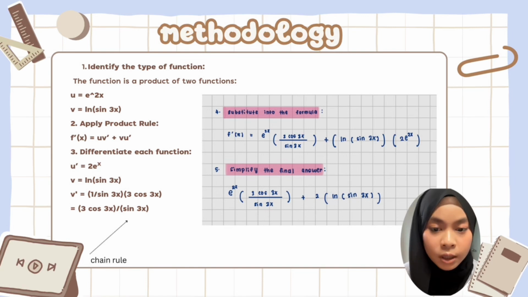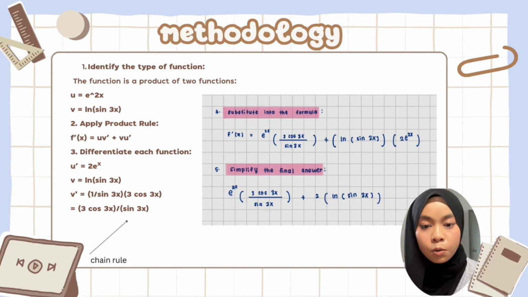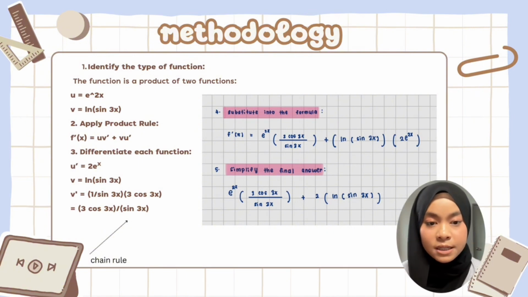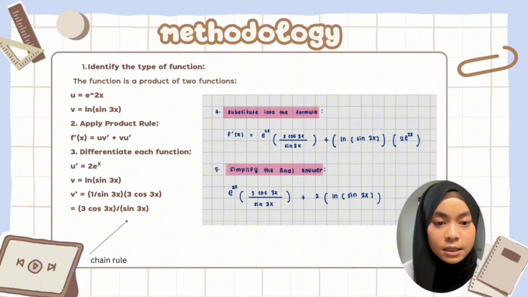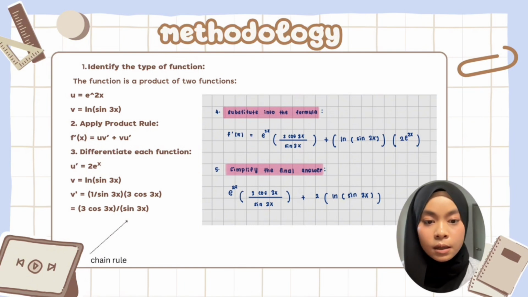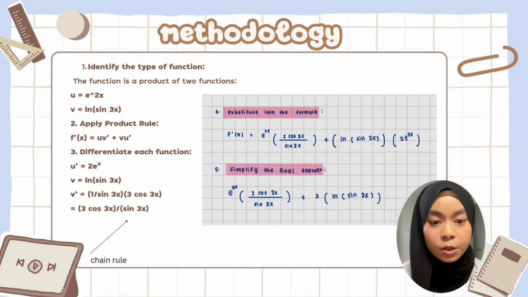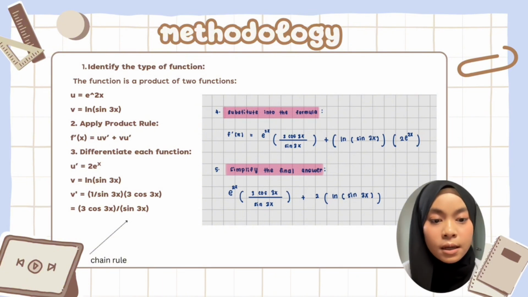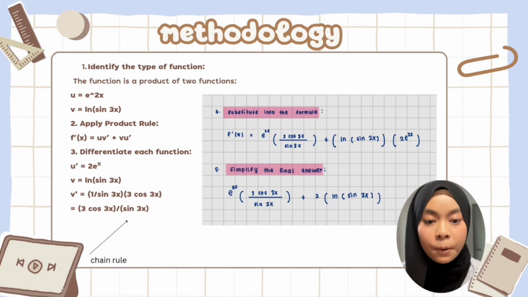The product rule formula is f'(x) = uv' + vu'. Thirdly, we need to differentiate each function. The first function is defined as u = e^(2x). To differentiate this function, the exponential differentiation rule is applied together with the chain rule. Since the exponent is 2x, the derivative is 2. Therefore, the derivative of e^(2x) is obtained by multiplying e^(2x) by 2. Hence, u' = 2e^(2x).